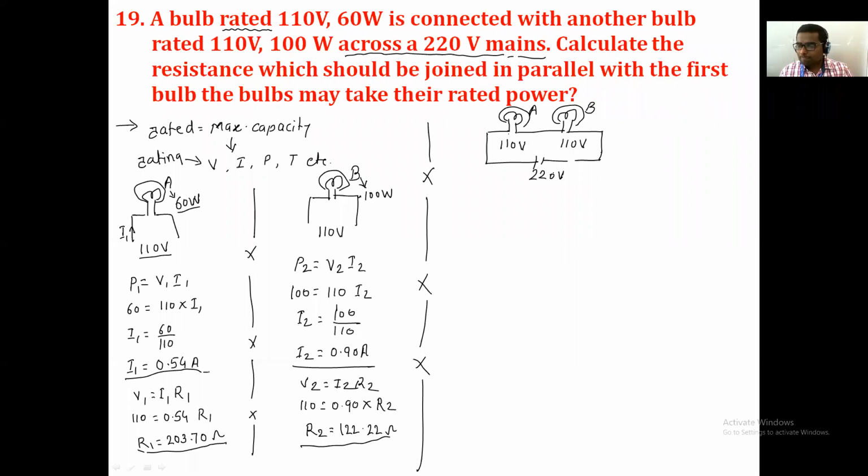Is it that clear? Yes, sir. Okay. Now calculate. Now see that here the requirement of bulb A is 0.54 ampere, and the requirement of bulb B is 0.9 ampere. It means that the requirement of current for both the bulbs is different.